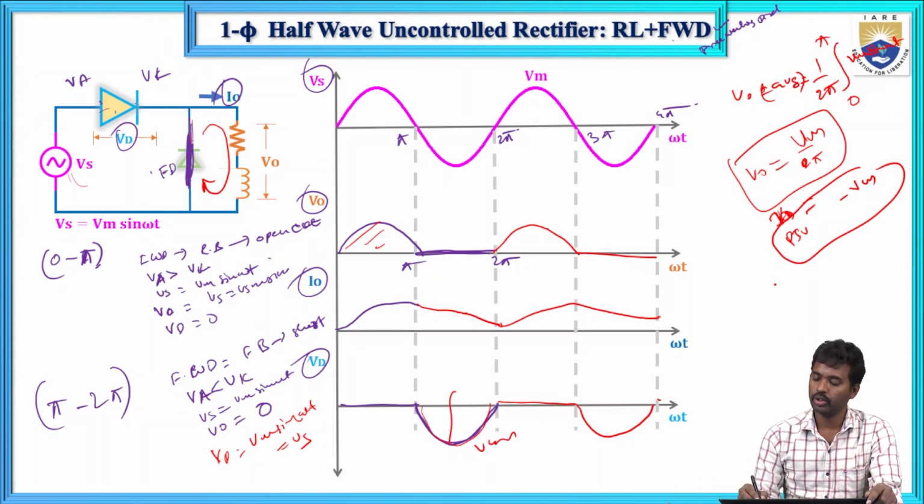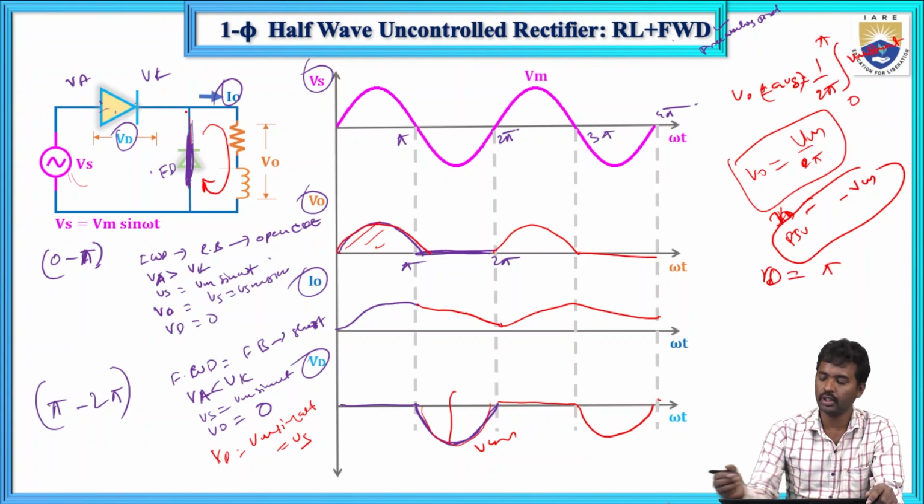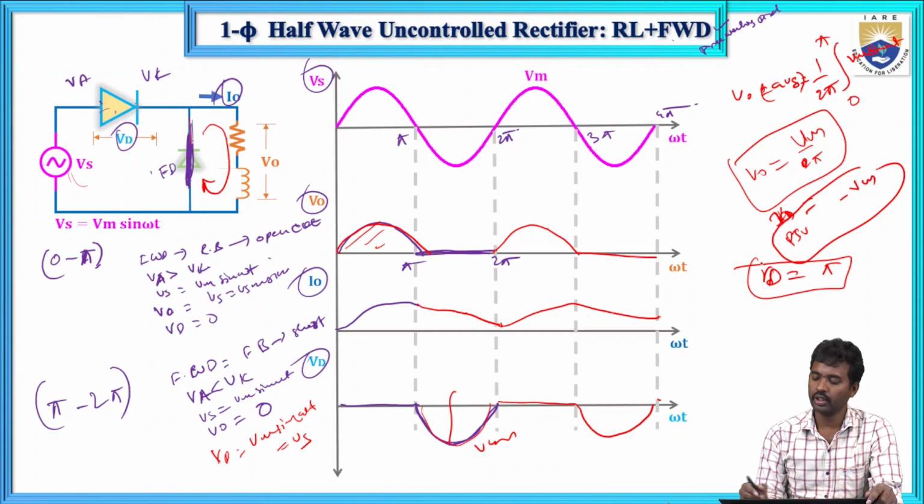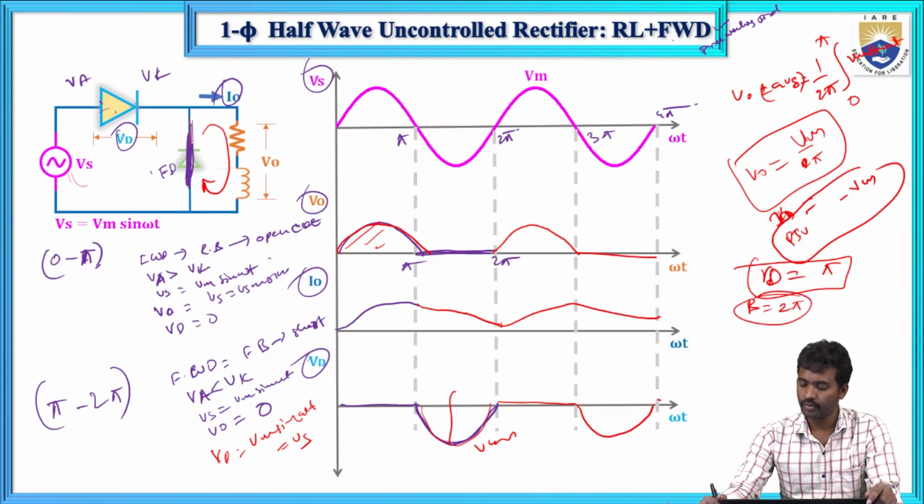Now what about the conduction angle? Gamma of D equals pi only; up to pi the diode is in conduction, after that it will not conduct. Now what about the extension angle? Extension angle beta equals 2 pi. For all the cases it will be conducting, so up to beta it is conduction mode. So these are the possibilities.